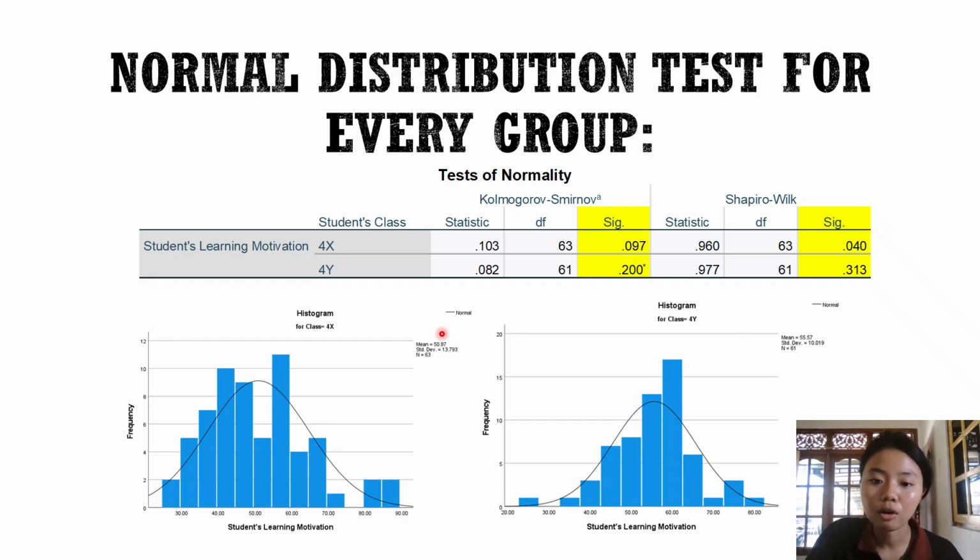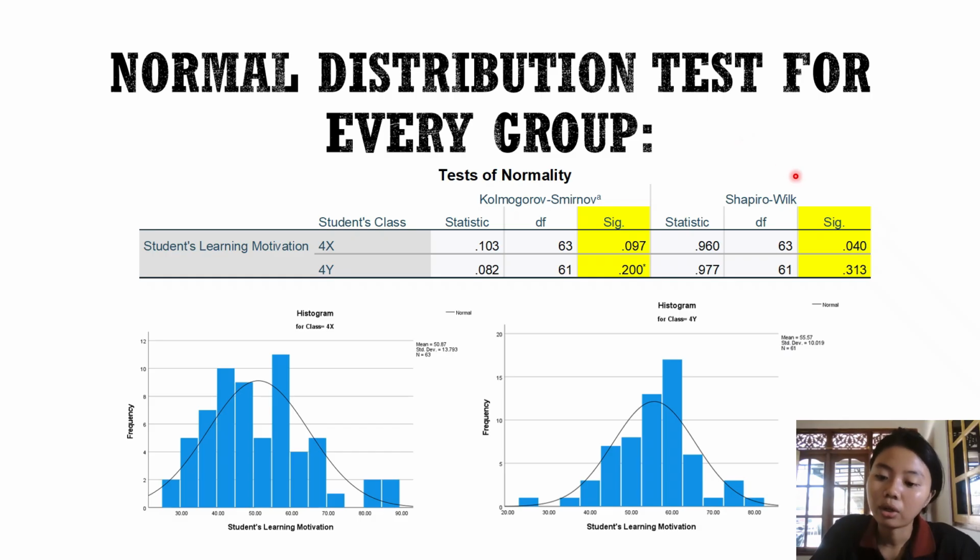Next, we move to the test of normality. In test of normality, there are two kinds. The first is the Kolmogorov-Smirnov, and the second is Shapiro-Wilk. As you can see here, based on Kolmogorov-Smirnov, we need to see the p-value first, or the significant value first. The p-value here is signed by the sig. As you can see, both of 4X and 4Y has the significant value more than 0.05. That means the data is normally distributed, but it is quite different with Shapiro-Wilk.